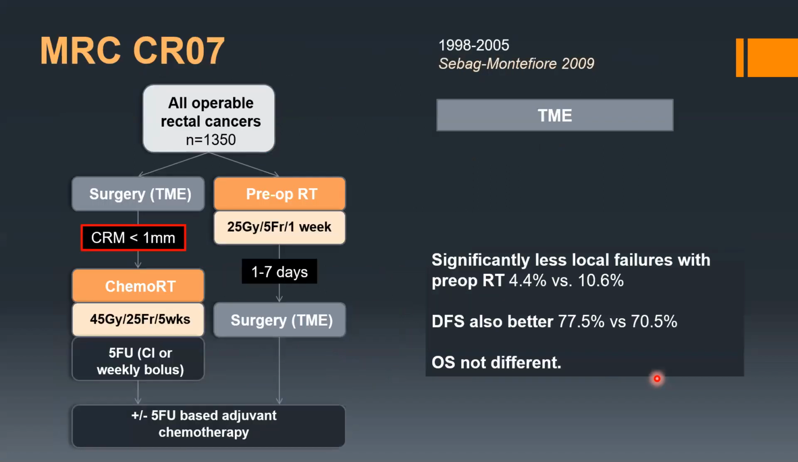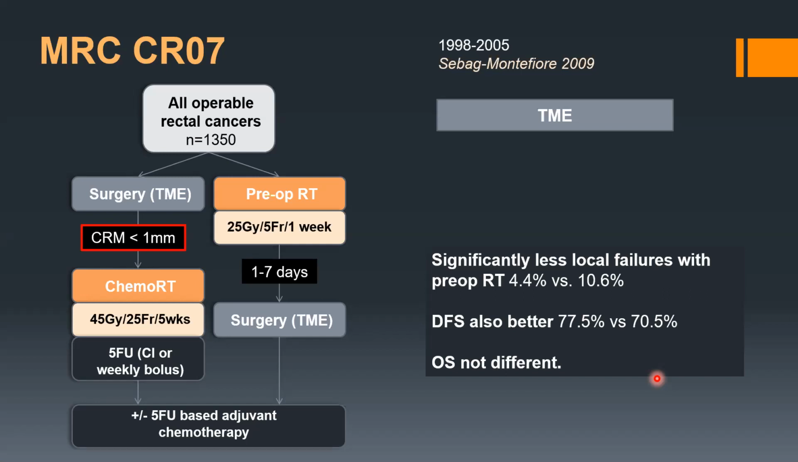In the UK, the MRC ran this important study known as the CR07 study. The CR07 study was also a very large study of 1,350 patients, which randomized patients to upfront TME, and if the CRM was less than 1 millimeter, to be followed by chemoradiation to 45 gray in 25 fractions, versus preoperative radiotherapy followed by TME. All patients underwent adjuvant 5-FU-based chemotherapy.